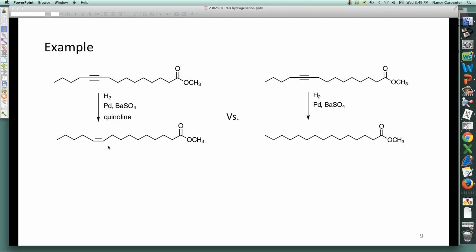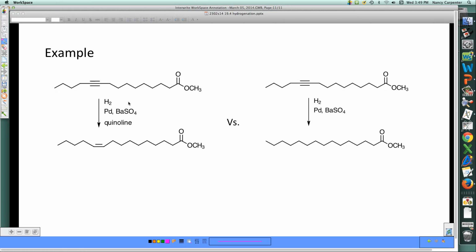So here's two examples. Here's a nice long chain fatty acid ester. It has a triple bond in it. As long as I'm using my poison catalyst, then I have no problem stopping this at the alkene stage. Okay, it goes no further. But without the poison, the reaction proceeds all the way to the alkane.